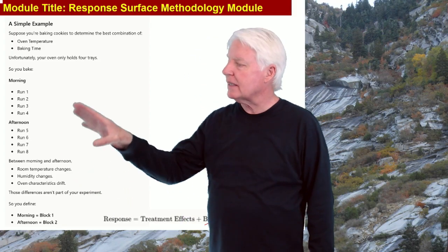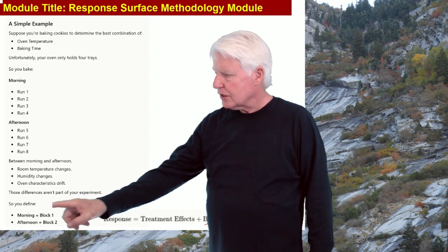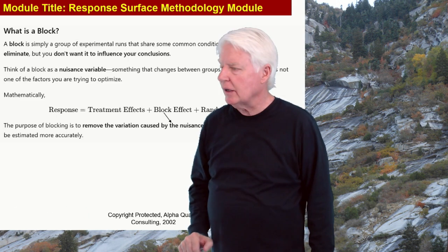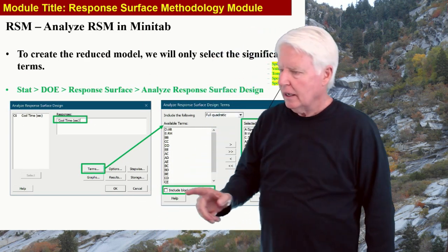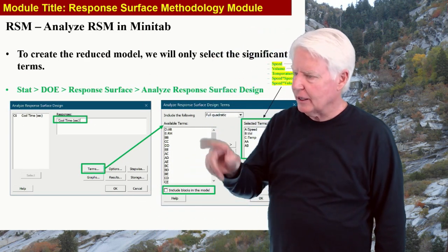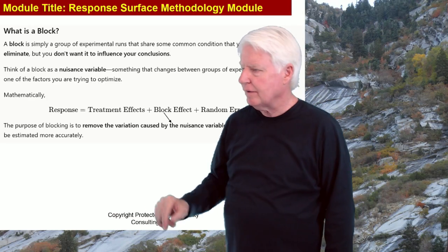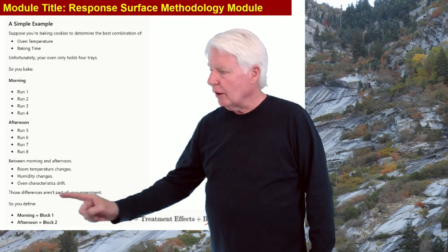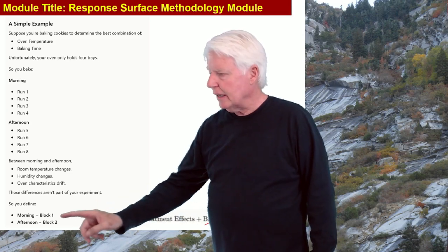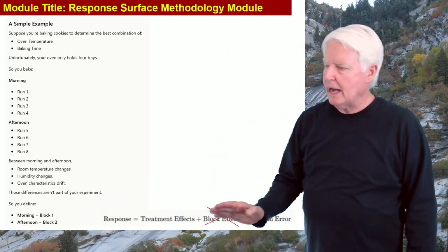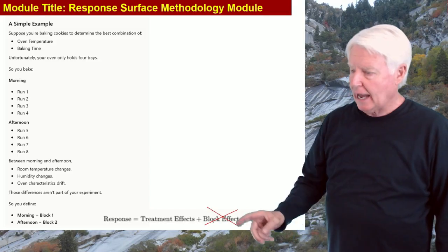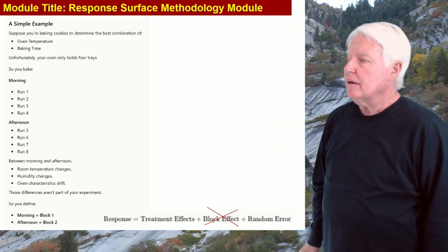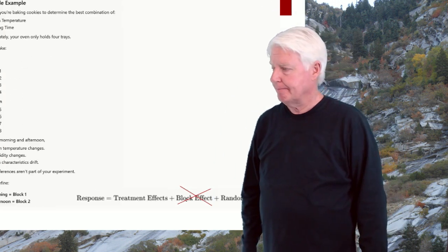You did not want to take that as part of the experiment. So you define morning as block 1 and afternoon as block 2. That's what this is for here. Include blocks. You can click on that and then you could do 1 and 2 blocks and define what those are. Okay? Now those differences aren't part of your experiment, so define block 1 and block 2. And when you do that, Minitab will calculate the effects of those blocks, but it'll eliminate it from the equation.